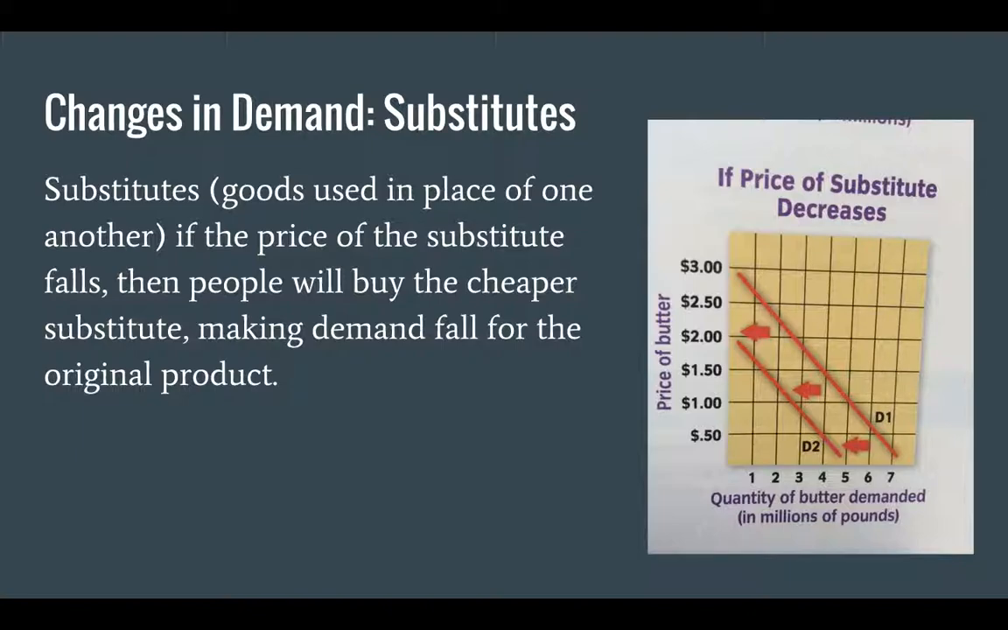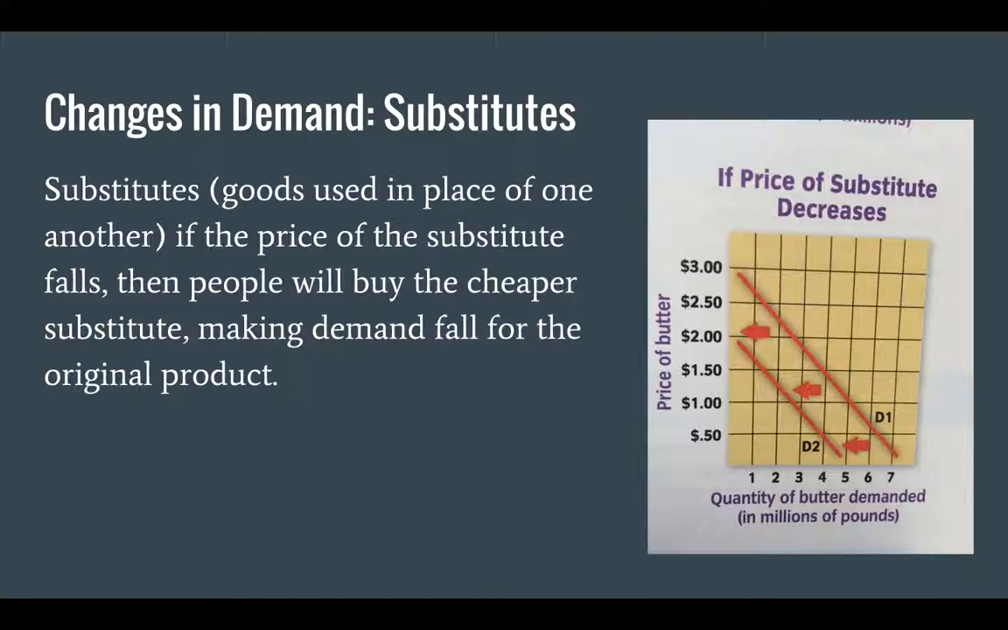This kind of leads into substitutes. If you're thinking about the UGG example, there are also now lots of knockoff brands, right? Knockoff brands that can do the same thing. So why would you pay $200 for a pair of brand new UGG boots when you could get a pair of sheepskin boots from the Moccasin brand that look almost identical and keep your feet just as warm and are just as comfortable, right? So substitutes are goods used in place of one another.